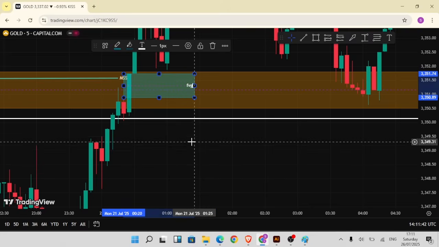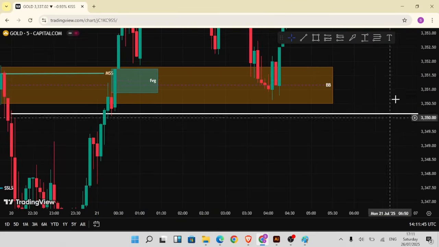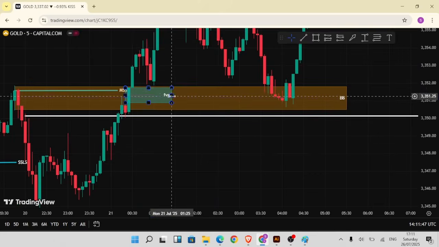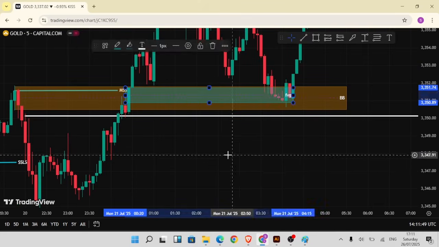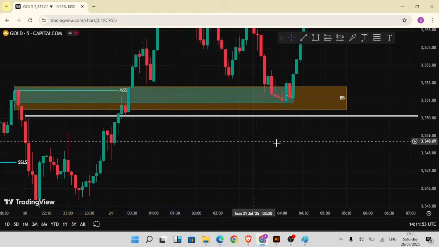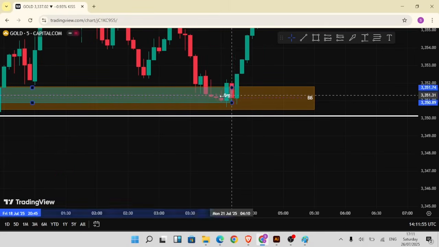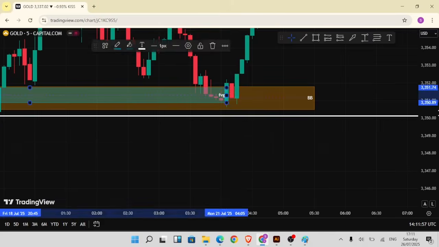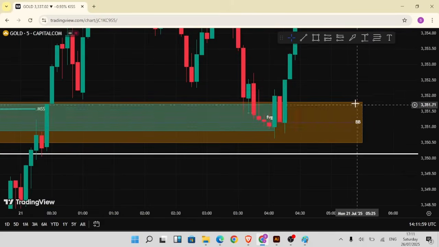Right? Now, in the ICT trading model, when a fair value gap is in the same area with the breaker block, it becomes a unicorn. It becomes a unicorn because it is a very high value zone for entries.